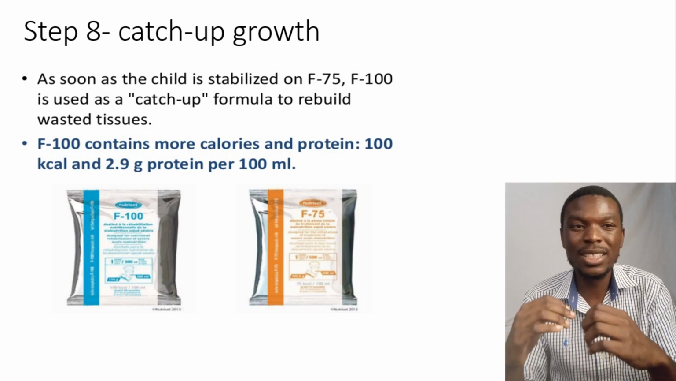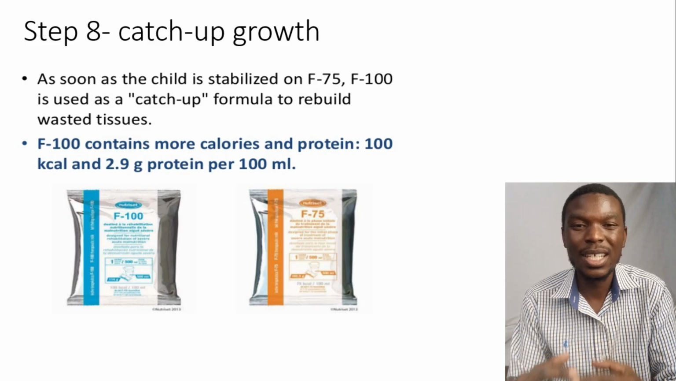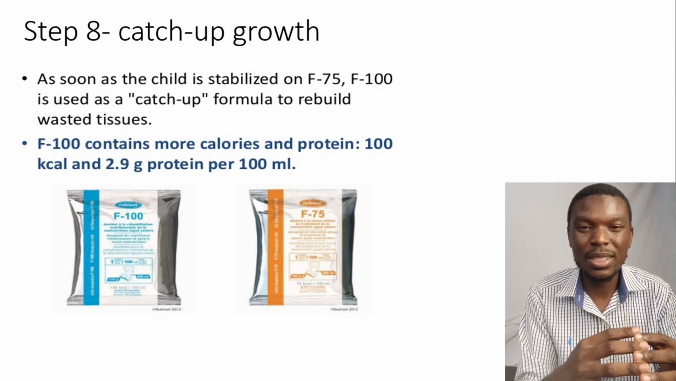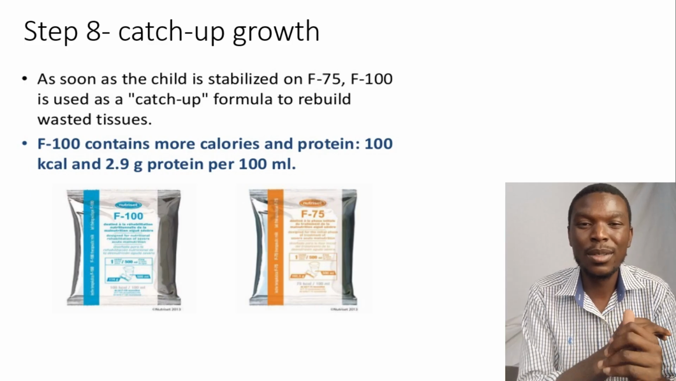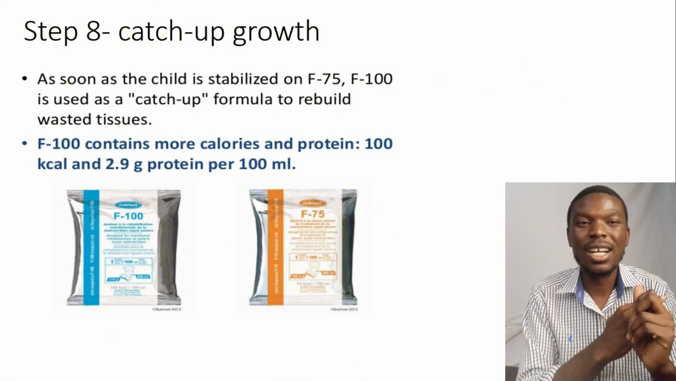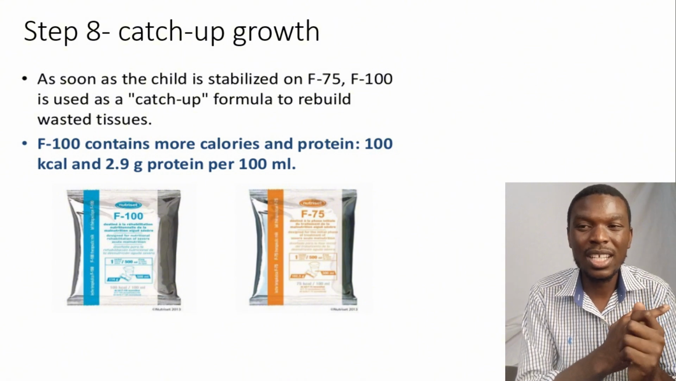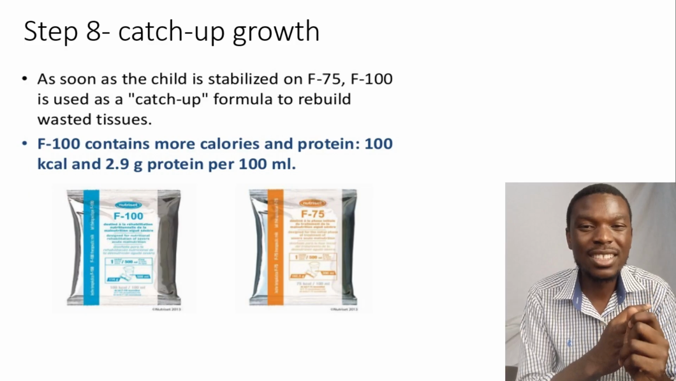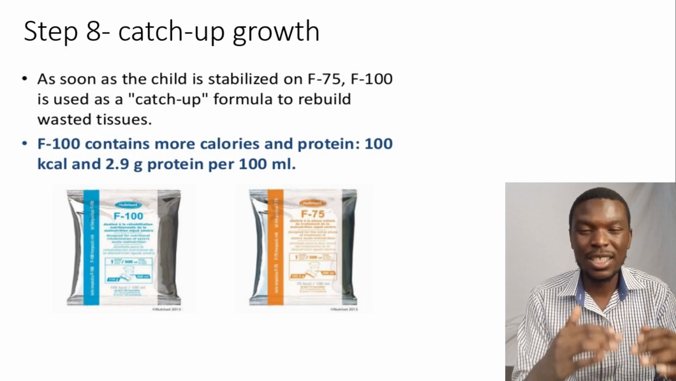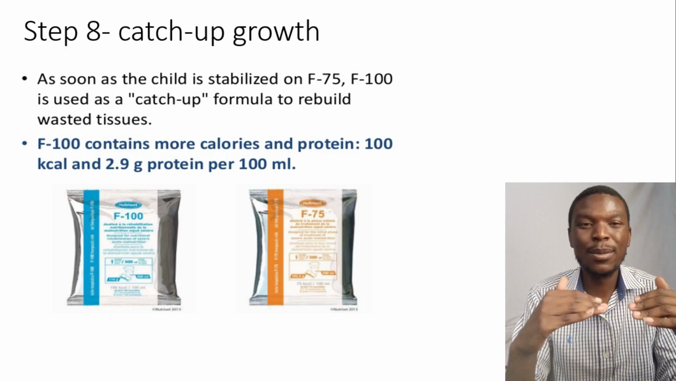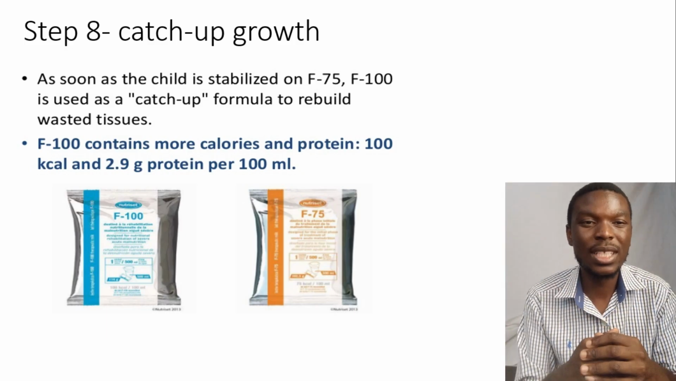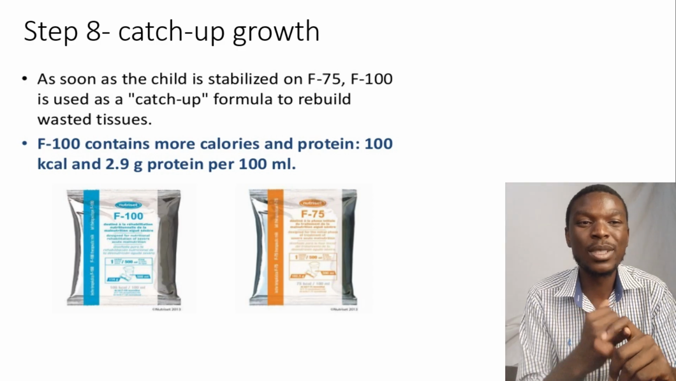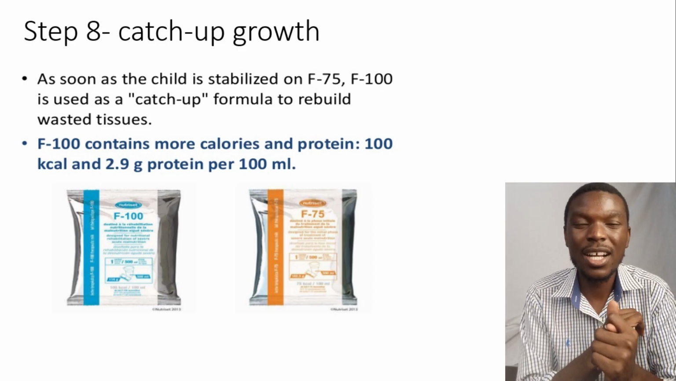After I've stabilized this child using F75, you now want to start rebuilding this child. So you're rebuilding all the muscles. You want to restore the stores of glucose and fats. So in short, it's now a catch-up. The child needs to catch up to the normal standard. And you're giving this F100, which has more of these proteins and calories.